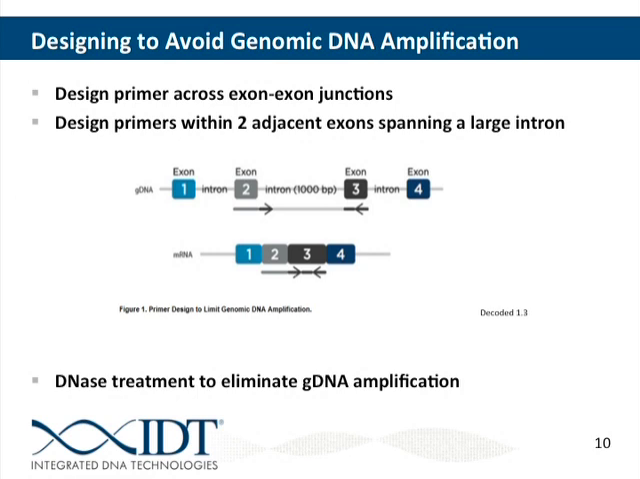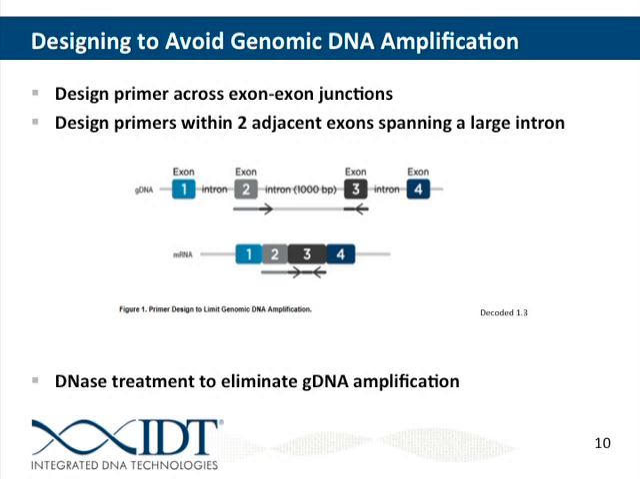And so one important design consideration is designing to avoid genomic DNA amplification. You want to make sure that if there is, for some reason, a small residual amount of genomic DNA in your sample, your assay will not amplify that. So you can design to prevent that by either designing your primers across exon-exon junctions, so by placing one primer to span two different adjacent exons, or you can design your primers within two adjacent exons, but spanning a large intron, and the larger the better.